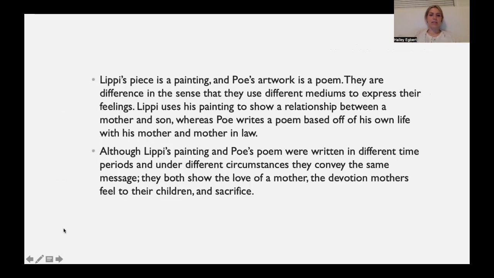Lippi's piece is a painting and Poe's artwork is a poem. They are different in the sense that they use different mediums to express their feelings. Lippi uses his painting to show a relationship between a mother and son, whereas Poe writes a poem based off of his own life with his mother and mother-in-law.